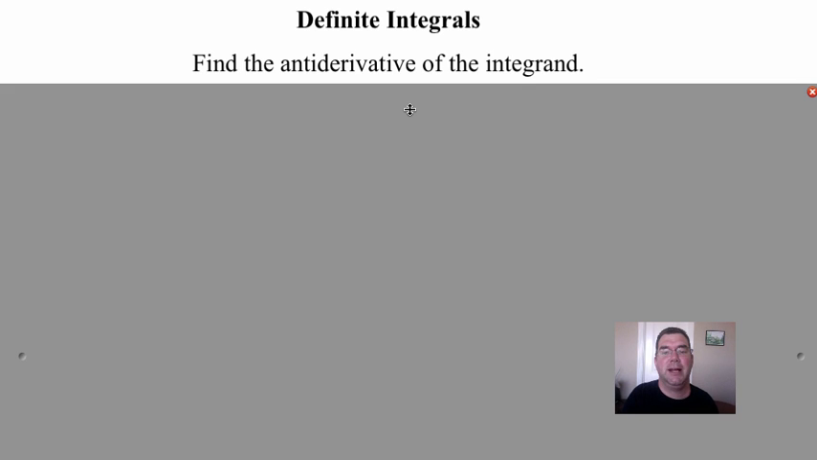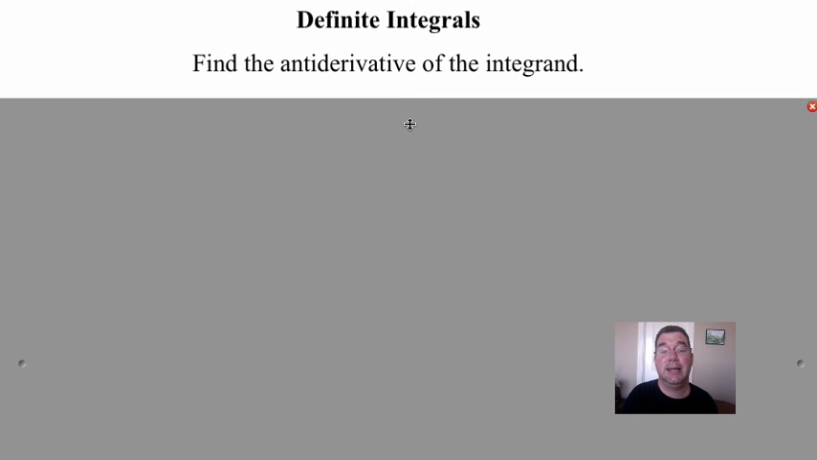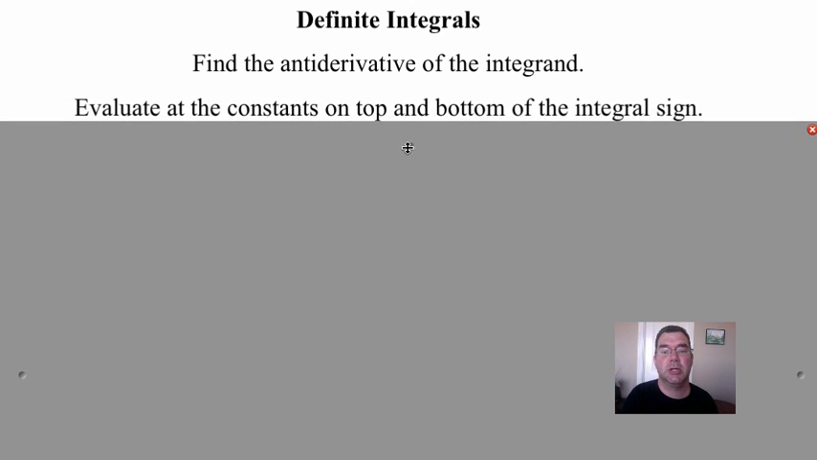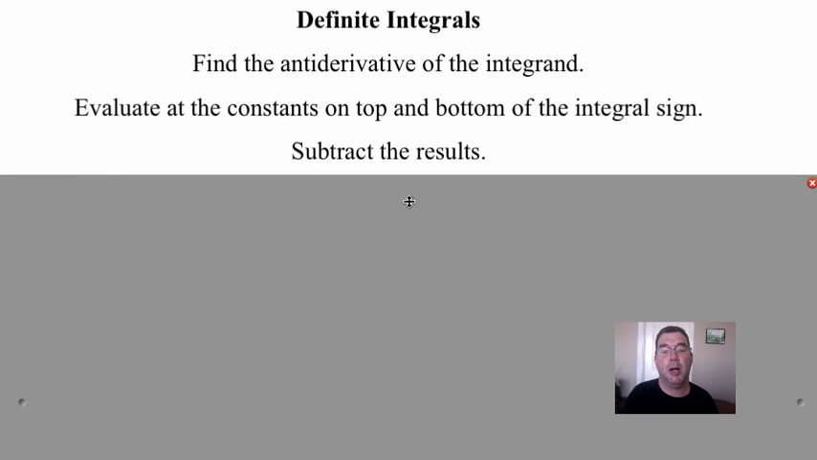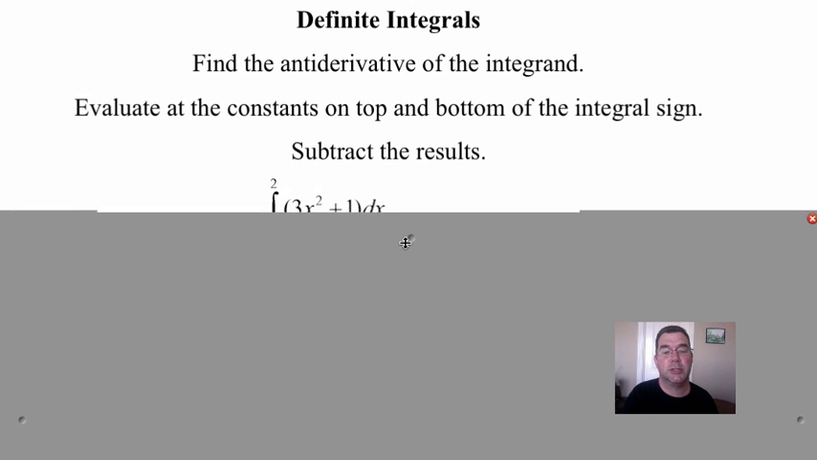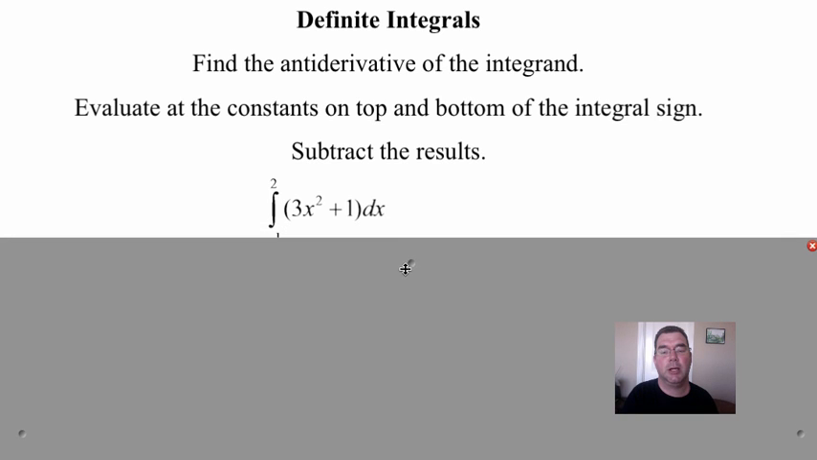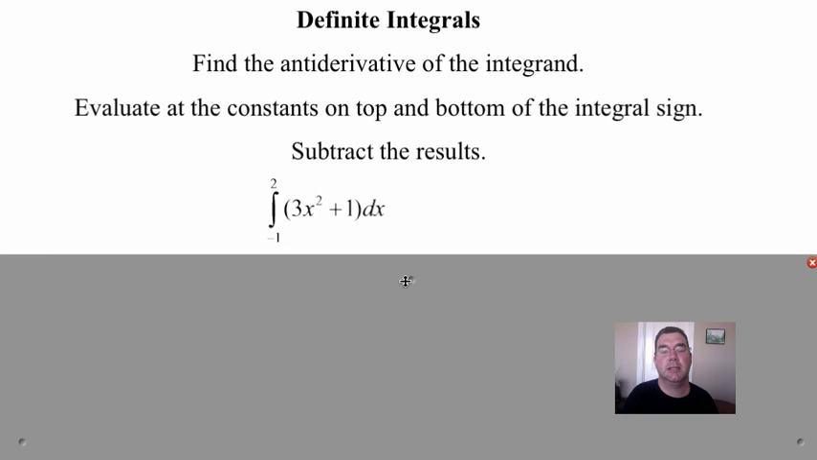So when you are finding definite integrals, those are the ones that have the number on top and bottom of those funky s's, you're going to end up with just a number as your answer. So you're looking for something very specific. First you find the antiderivative, and then you plug in the constants that are at the top and the bottom of the integral sign, and then you subtract the results. We talked about this when we were talking about the fundamental theorem of calculus.